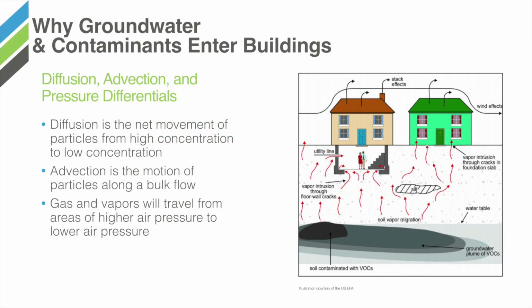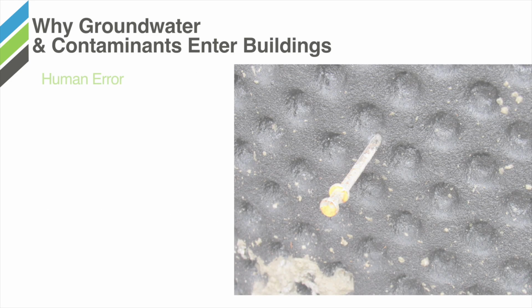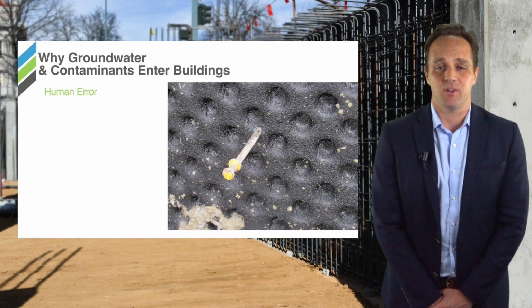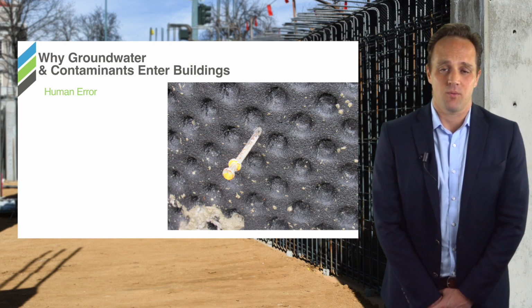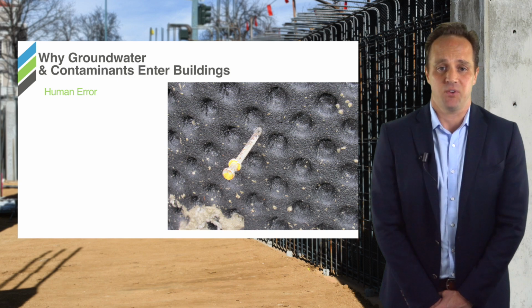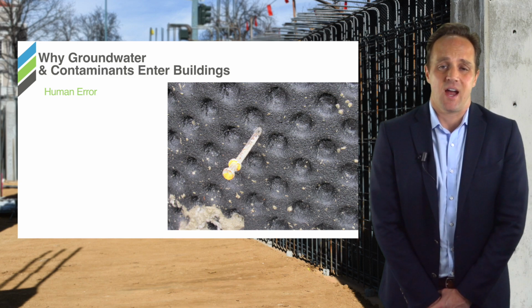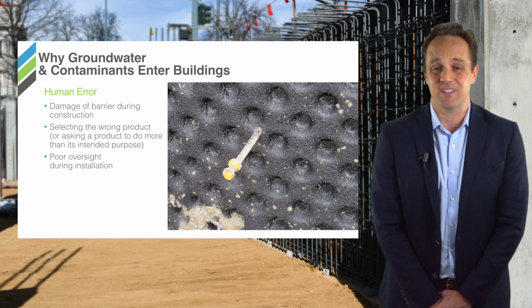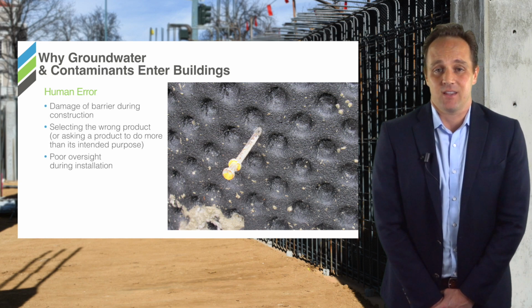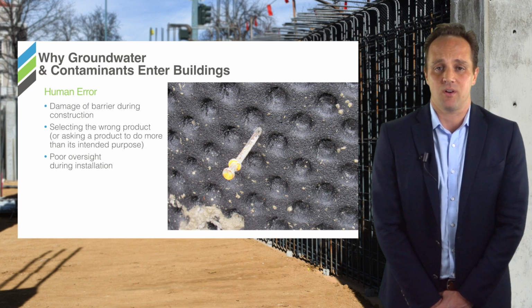And finally, we've discussed hydrostatic pressure, different types of building materials, as well as diffusive and advective flow into buildings. However, the reality of it, and the most common reason why water contamination might come into your structure, is simply because of human error. Most of the time, this is associated with damage to the membrane. For example, putting a nail through a completed membrane system is not a good idea. Secondly, it could be that the wrong product was installed.